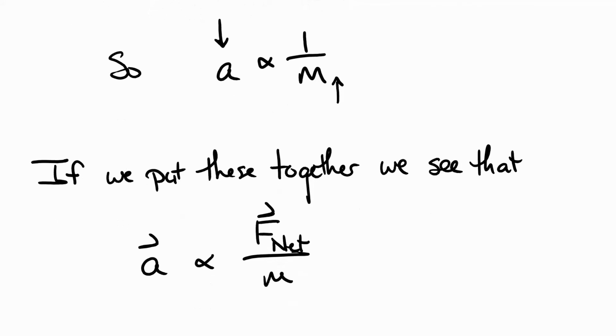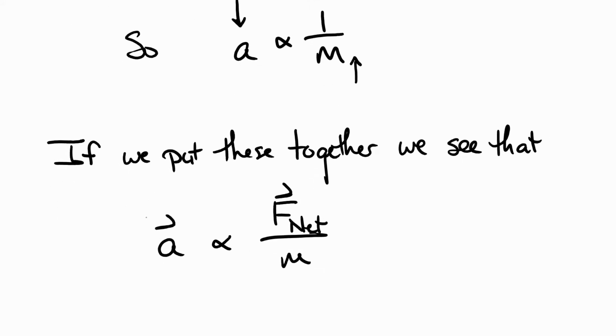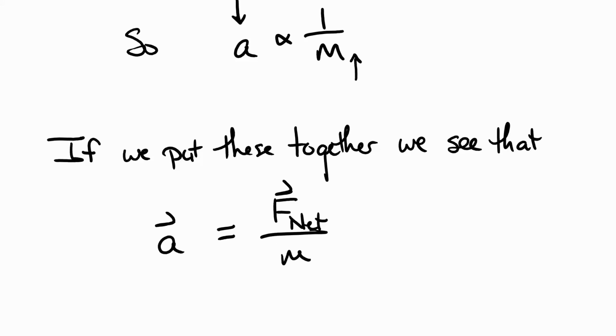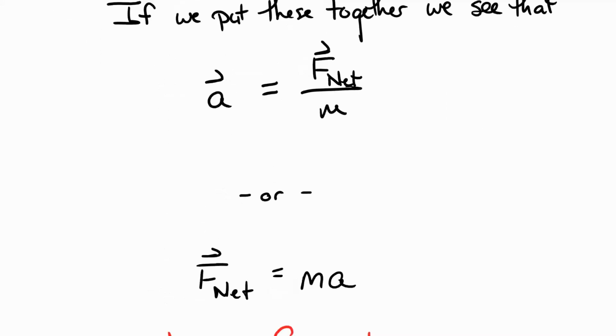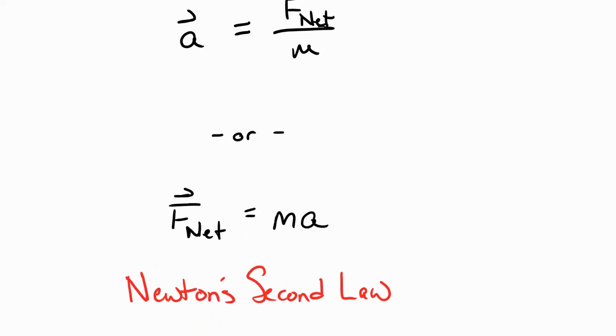If we put these together, we see that if the acceleration is proportional to the net force, so it gets bigger when the net force gets bigger, it's inversely proportional to the mass, so it gets smaller if the mass gets bigger, we see a relationship like this holds. And it turns out it's not even proportional to, it is this. The acceleration as a vector, so the direction of it and everything, is equal to the force divided by the mass. Or, as you may be slightly more familiar with, F net equals ma. A beautiful statement of Newton's second law.